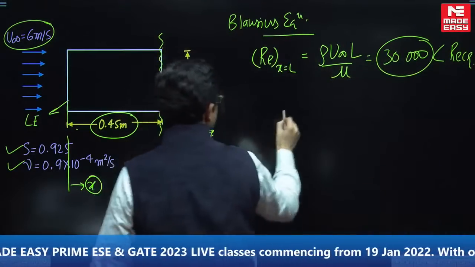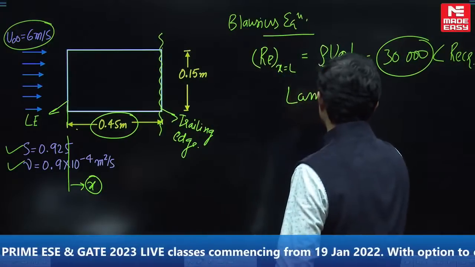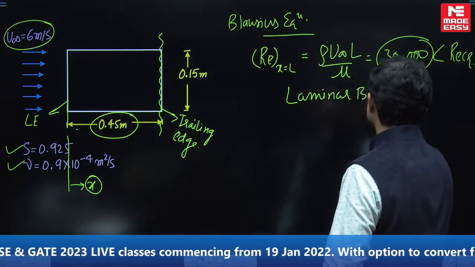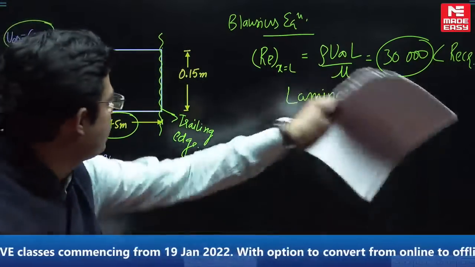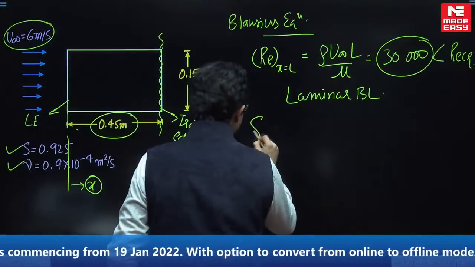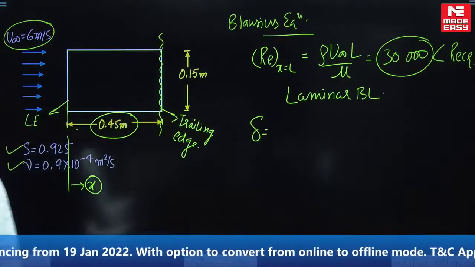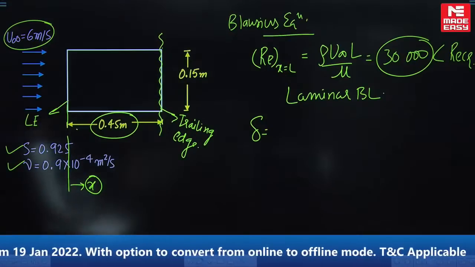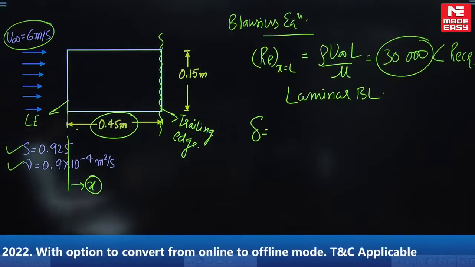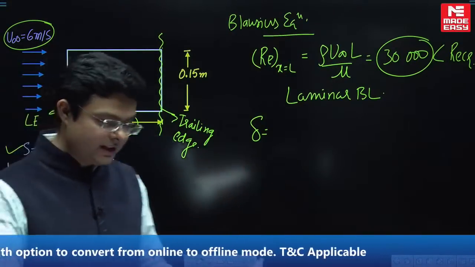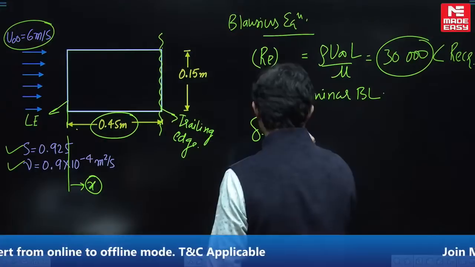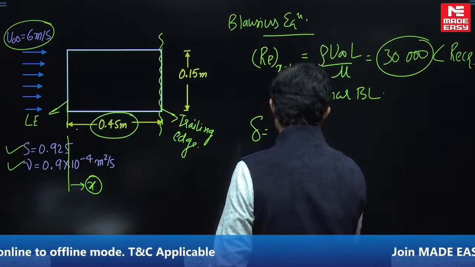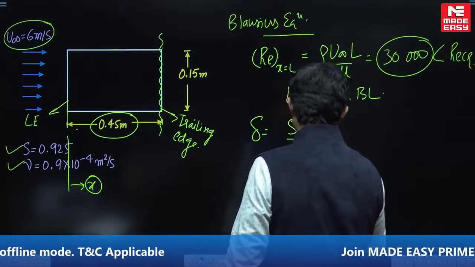This signifies that at the trailing edge the boundary layer is a laminar boundary layer. Now, if it is confirmed that it is a laminar boundary layer, then find the value of delta. What is the value of delta at the trailing edge according to your Blasius? What is the Blasius equation? 5x divided by under root of Reynolds number.